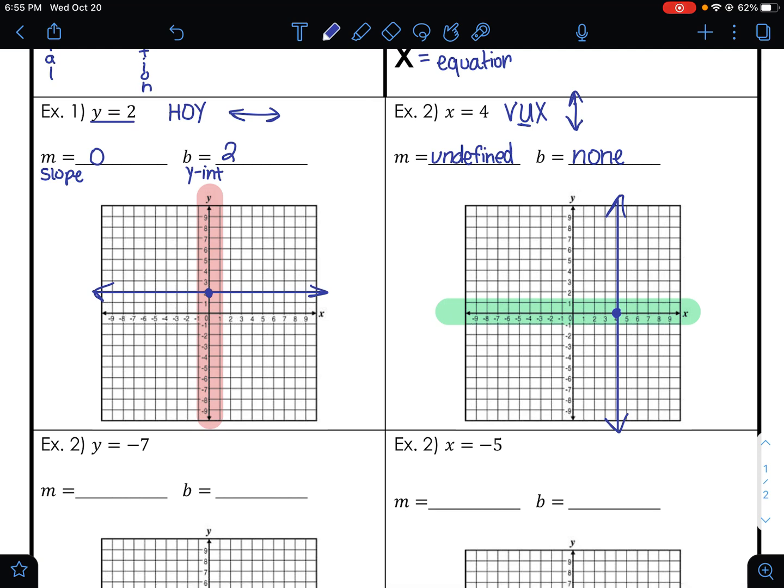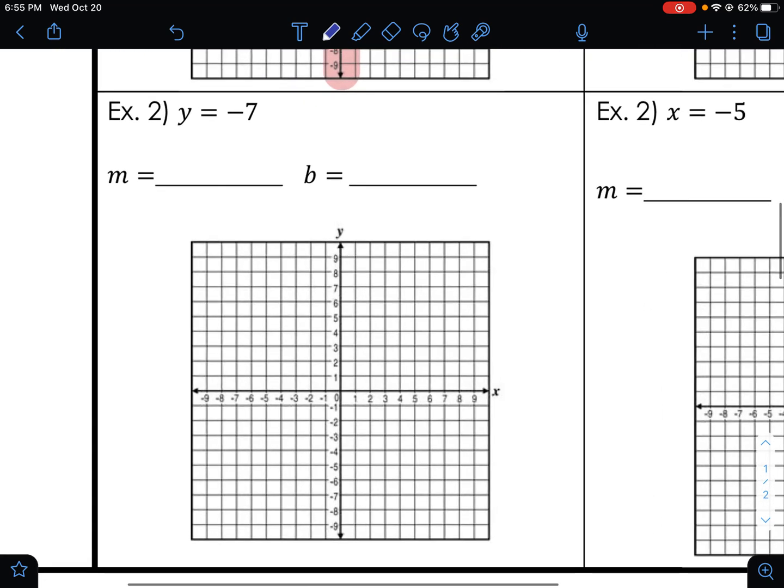Okay. So now what I would like you to do is to first identify if example number 3, sorry, didn't change the number, that's 3. Okay. If it is a HOI or VUX problem. Okay, so hopefully you chose HOI because it's a Y equals. That's how we know. Okay, so now what would the slope be? So hopefully you typed in the number 0. You do not have to spell out 0. You can type in the number.